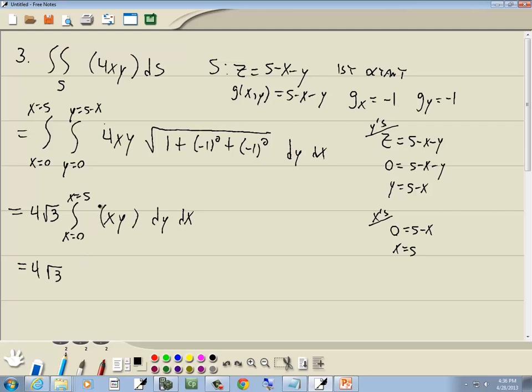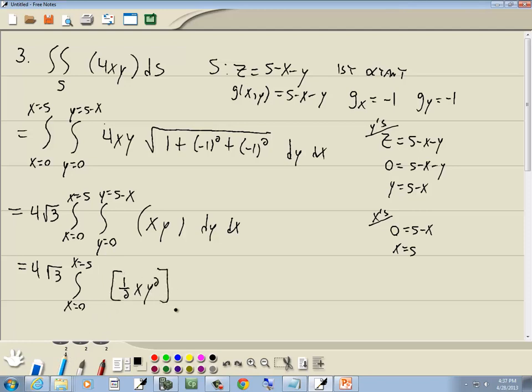Okay. Well, now we're going to take the integral with respect to y. What did I drop? I dropped my y's, didn't I? Let's try it again. There we go. And we're left with xy dy dx. Okay, so now we're going to integrate with respect to y, which gives us 1 half x y squared from y is equal to 0 to y is equal to 5 minus x dx.